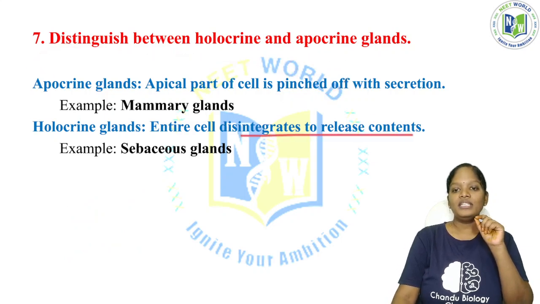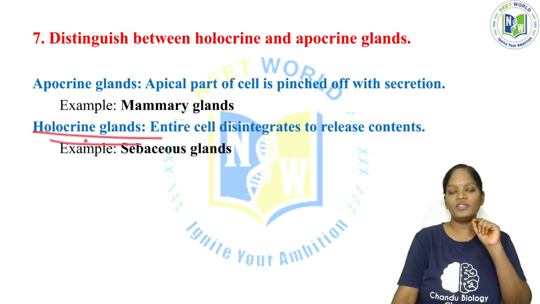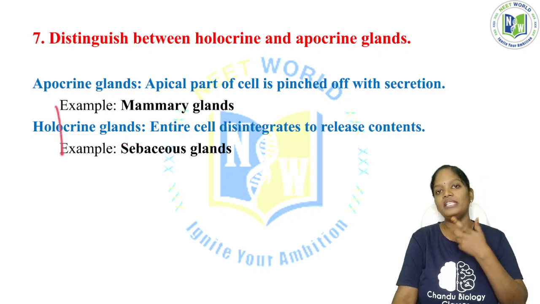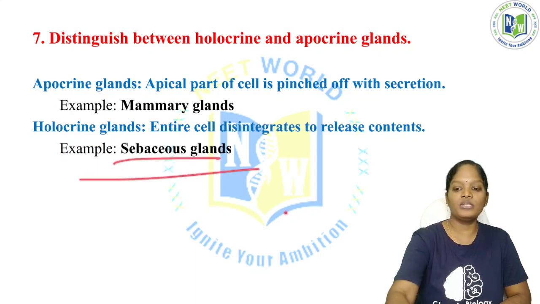Here, to release the contents, the entire cell is disintegrating. That is what holocrine means, as holo means complete. The complete cell that is secreting is destroyed. That is what happens in the sebaceous glands. So this is very important.